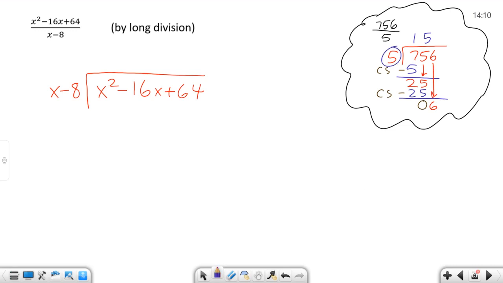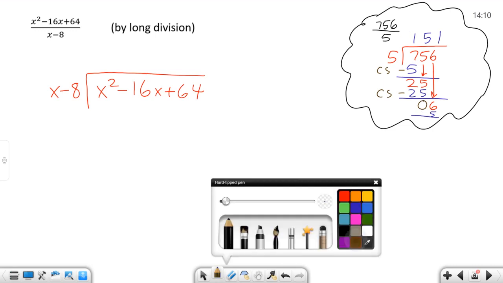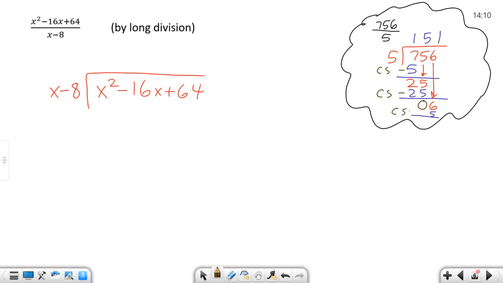So now I look at the 5 and the 6. What do I multiply by 5 to get 6, or that stays under it? And again, that's a 1. I do 1 times 5 and get what? 5. And then what do I do? I change my signs. Make that minus. So 6 minus 5 is 1. And that 1 represents my remainder. So my answer here is 151 and 1/5. 1/5, right? 1 over what I divided by.